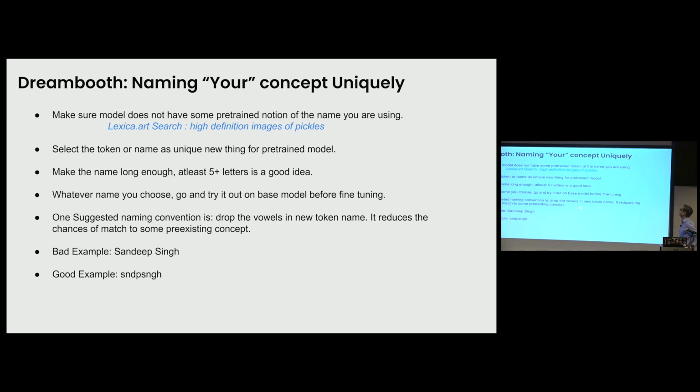And that's how you name your concept. For example, my neighbor's dog's name is Pickles. And I realized that if I have to train his dog's images for this one, it will be very hard because Pickles is a common concept, from cucumber to many other things. So you have to select a token or name that is a unique new thing for the pre-trained model, a concept which it doesn't understand. Make the name long enough, at least 5+ characters, otherwise it won't be able to get the gist of it. Whatever name you choose, go and try it out on the base model before fine-tuning.